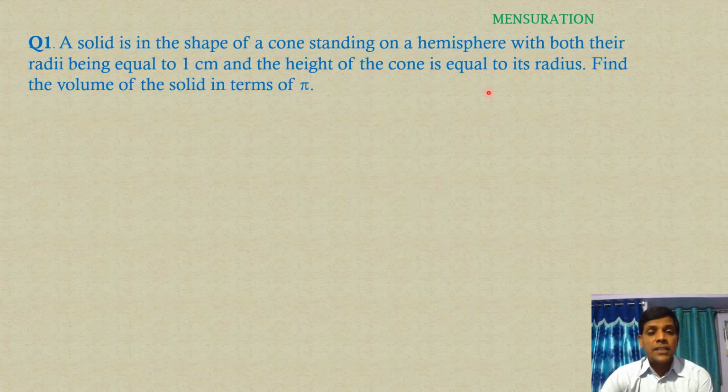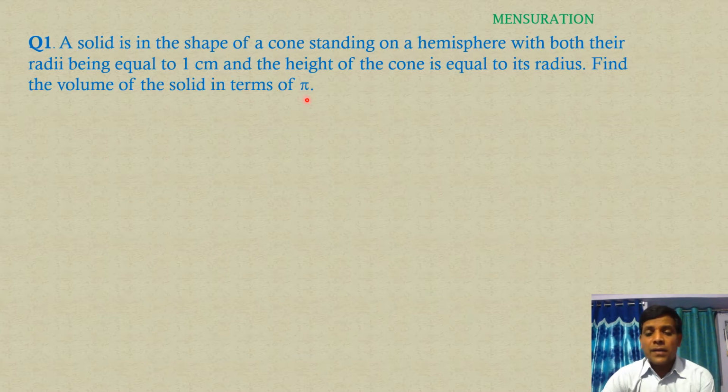What is given in the question? A solid in the shape of a cone standing on a hemisphere. So it is a combination of solids. Cone and hemisphere are the two given solids, with both their radii being equal to 1 centimeter and the height of the cone equal to its radius. Find the volume of the solid in terms of pi.